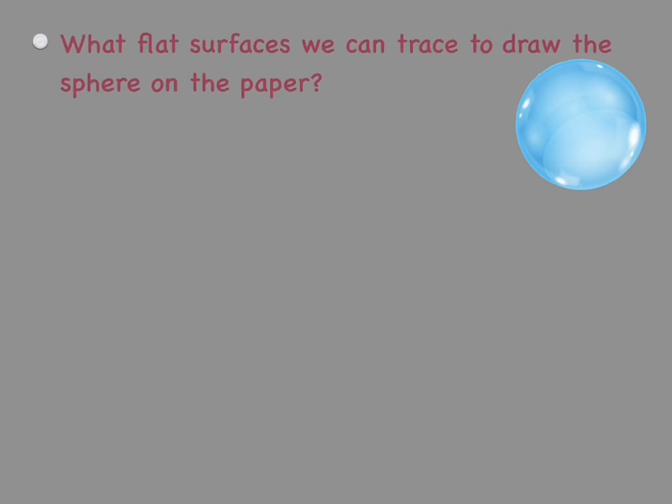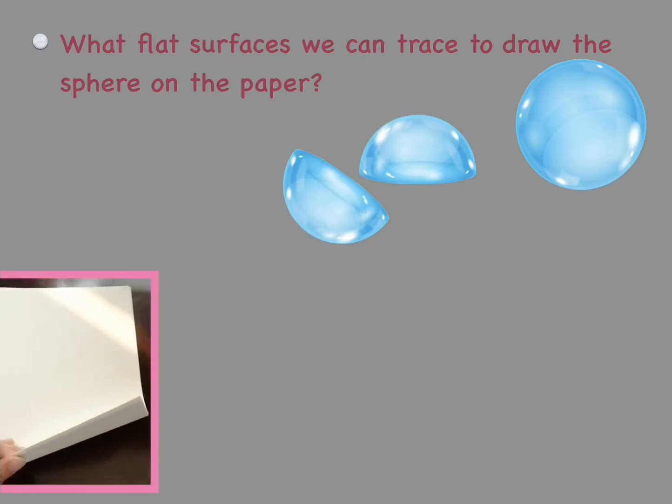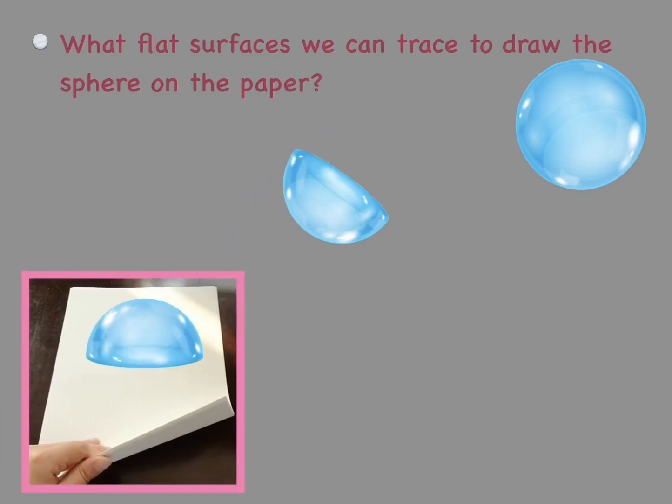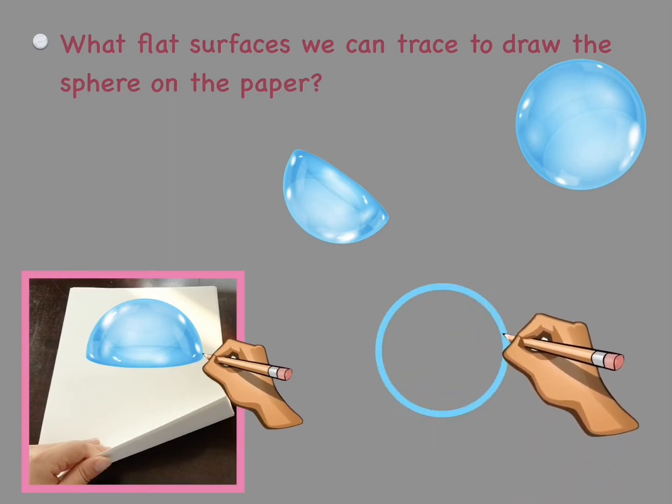Oh, we all know that the sphere is a perfectly round 3-dimensional shape, like a ball. It has only 1 curved face. Now the question here is, what flat surfaces can we trace to draw the sphere on the paper? If we cut the sphere in halves and put the flat surface down on the paper and draw around the shape, we will trace a circle.